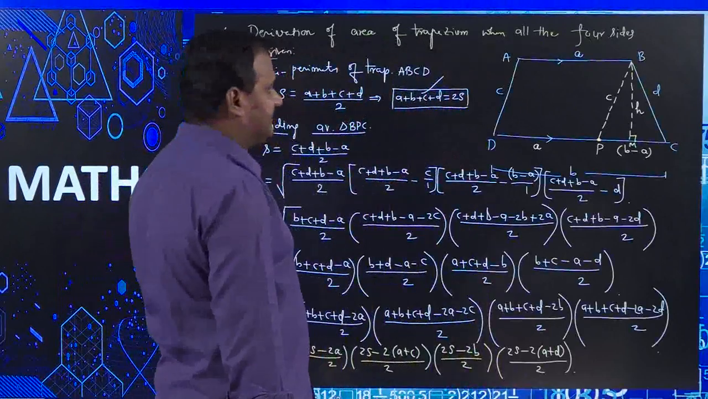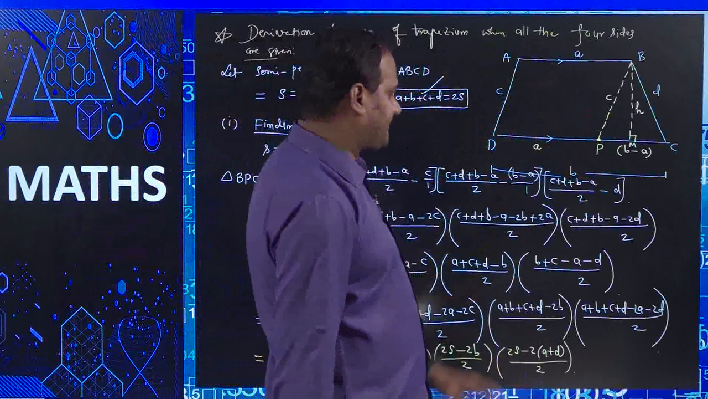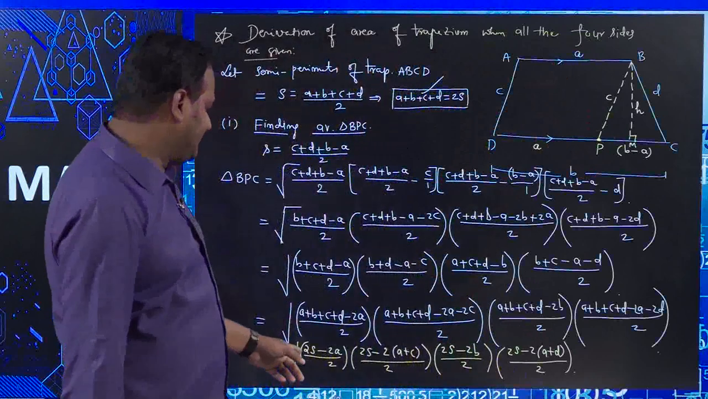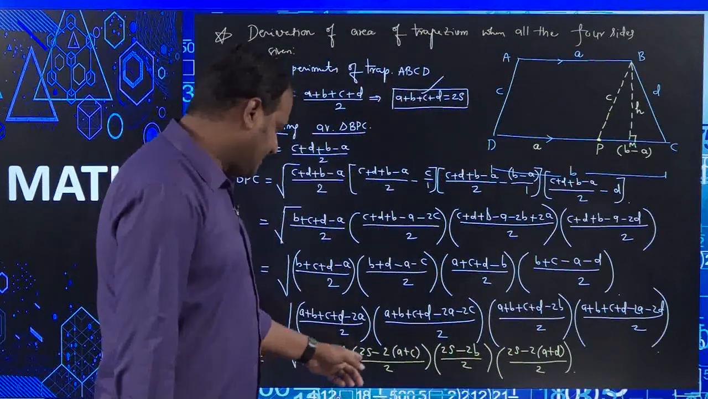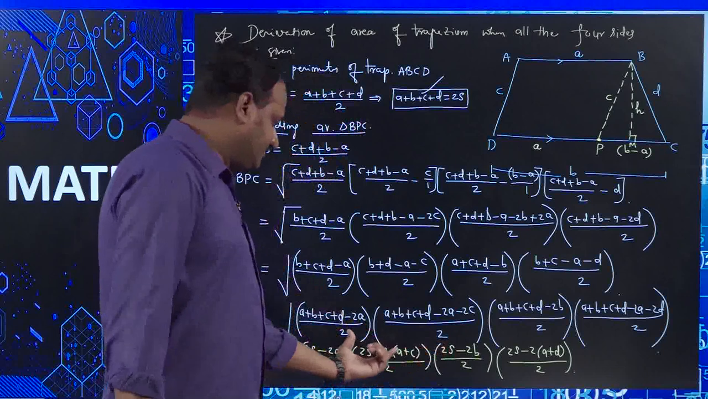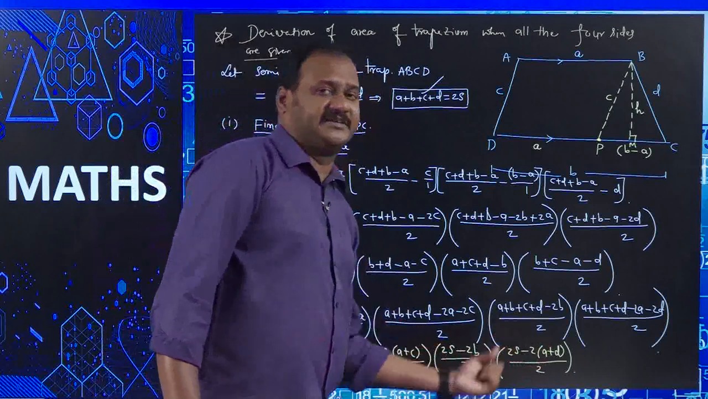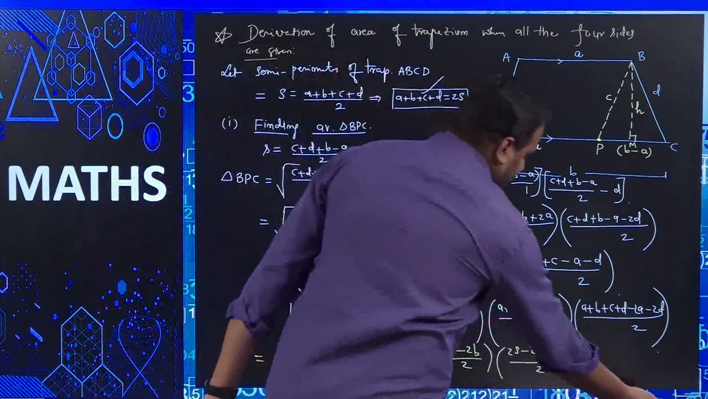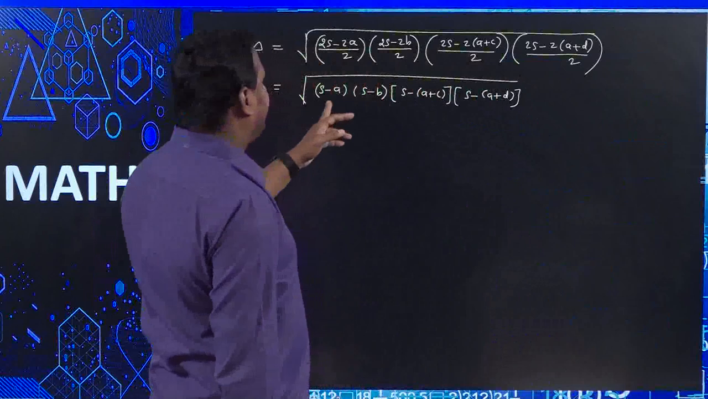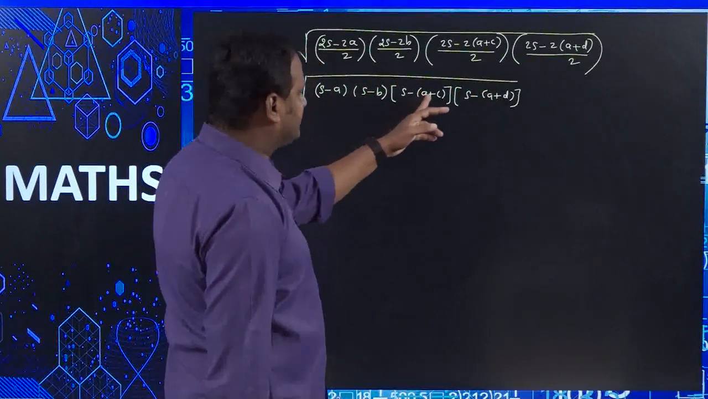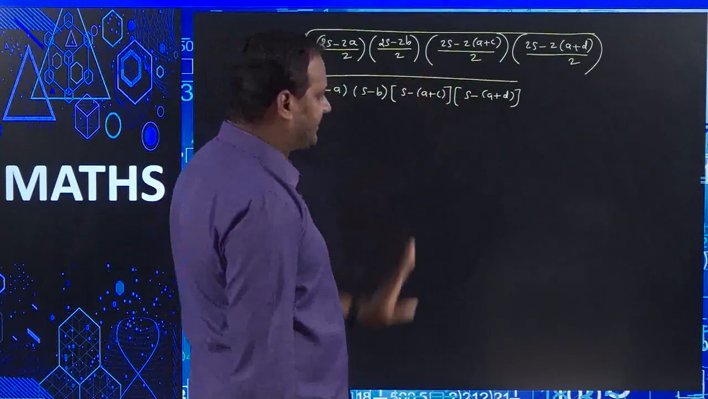So, area of triangle BPC, right? So, area of triangle BPC, what we got? S minus A into S minus B into S minus of A plus C into S minus of A plus D. That is what, if you observe, S minus A into S minus B into S minus of A plus C into S minus of A plus D.